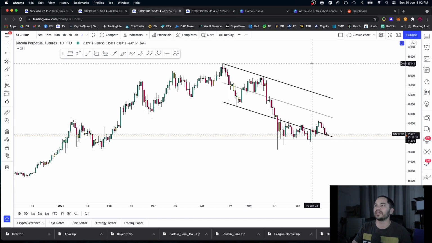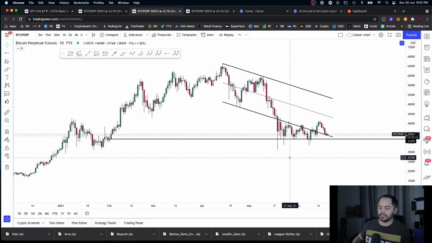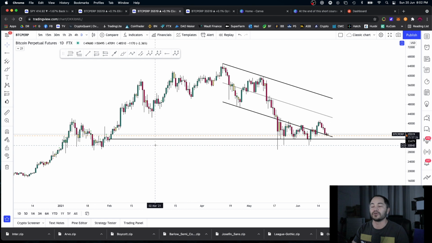So where are we going to end up if we do break to the downside? I've got this major level of support put in here. As I said before, we're going to discuss a type of support and resistance that you might not have heard of before, and it's doji. I call it doji support and resistance.